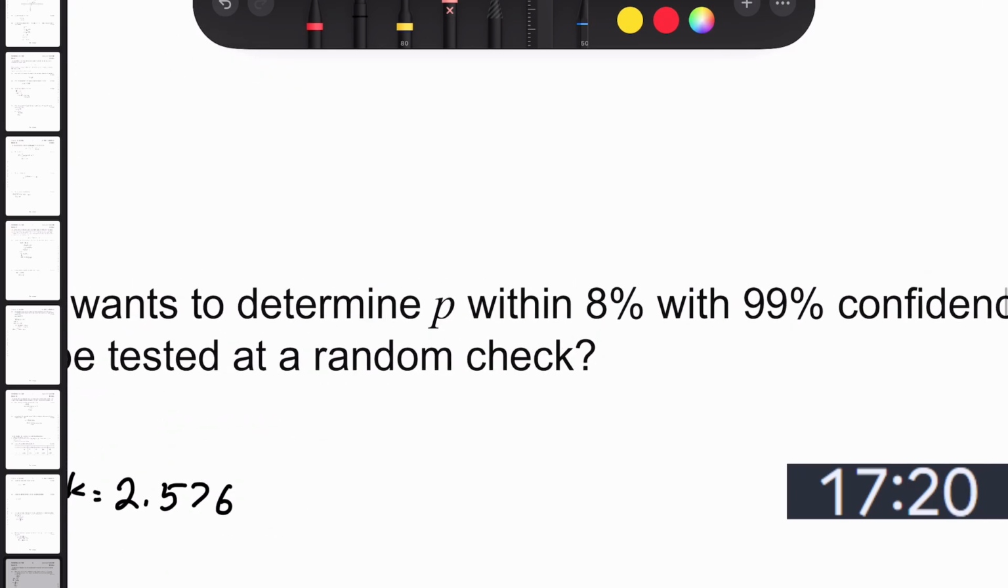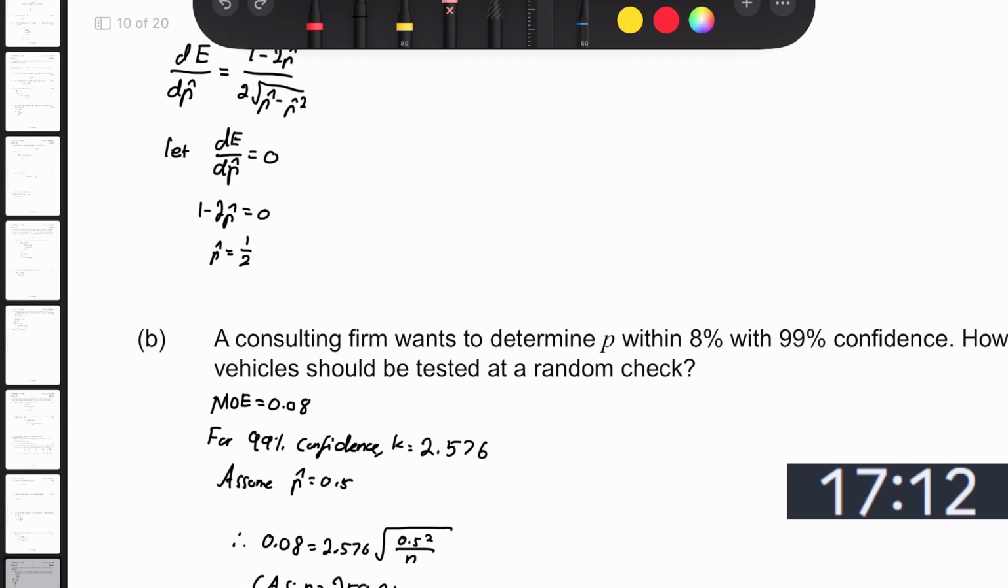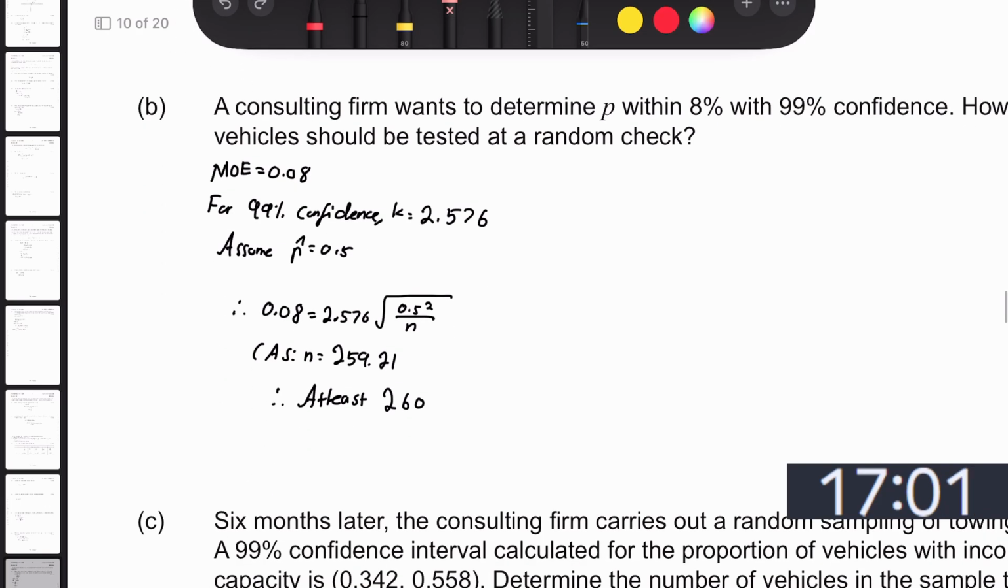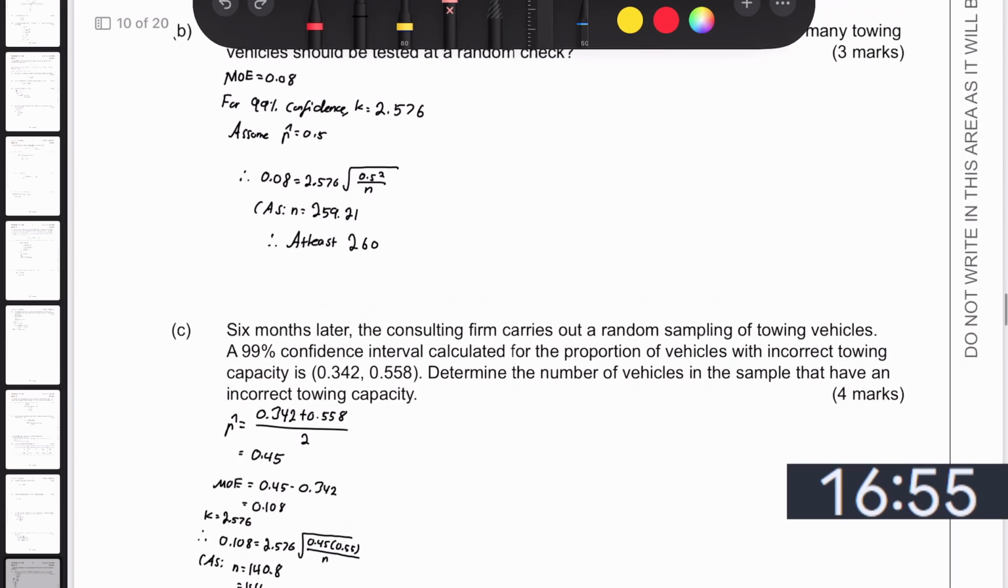Determine p to within 8%. So yeah, it could be 7.9% above or below, and that's still within 8%. So my margin of error is 0.08. 2.576 square root 0.5 squared of x. 259.21, so at least 160.